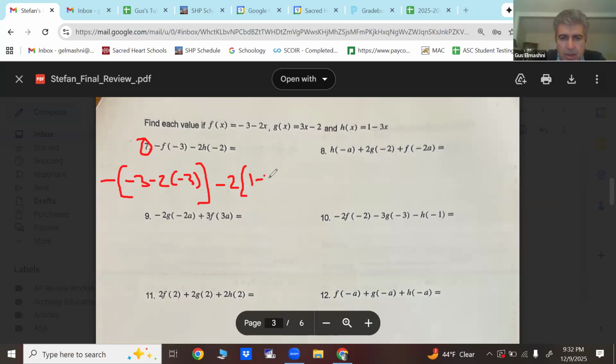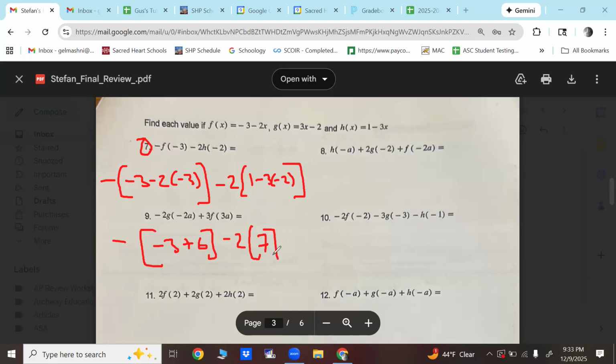is 1 minus 3. So it's negative of -3 plus 6. 1 minus -6 is 7. So it's -3 minus 14.